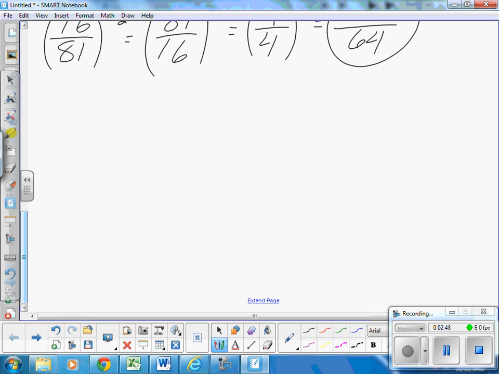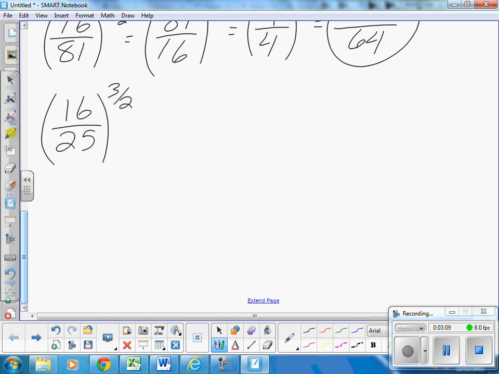One more problem, and as in all of these problems that we do, you have to be careful, because sometimes they give you a problem that looks like the previous problem, but it's not a negative exponent. So do not flip this, because it's not a negative exponent.